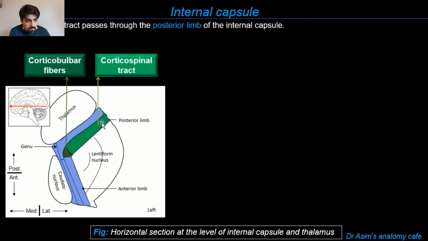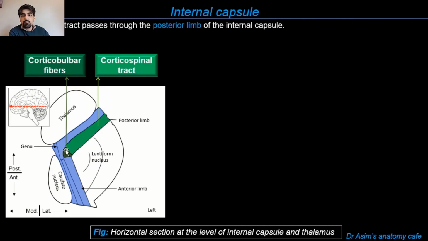So you can see the internal capsule is converged over here. The internal capsule is this thick condensation of the white matter tract fibers which are passing between the thalamus and the basal nuclei. And if you look at the internal capsule, it has a V-shaped appearance to it. This is the posterior limb of internal capsule. This is the anterior limb of internal capsule.